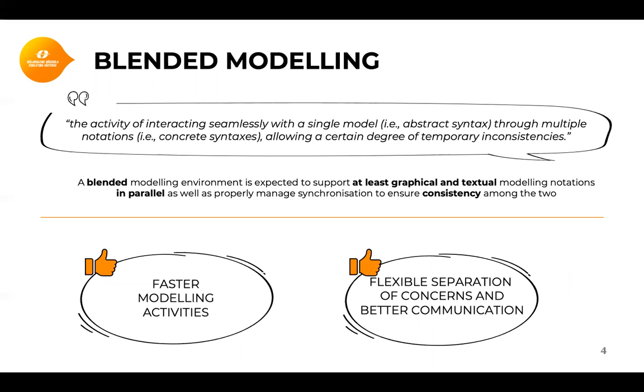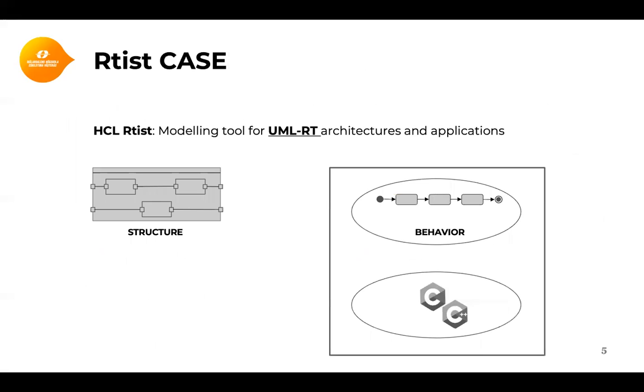So a solution to that is blended modeling, which is considered the activity of interacting seamlessly with a single model through multiple notations, allowing a certain degree of temporary inconsistencies. It is really important for a blended modeling environment to support at least graphical and textual notations in parallel, and also synchronization in order to ensure consistency. That will lead to faster modeling activities, flexible separation of concerns, and better communication.